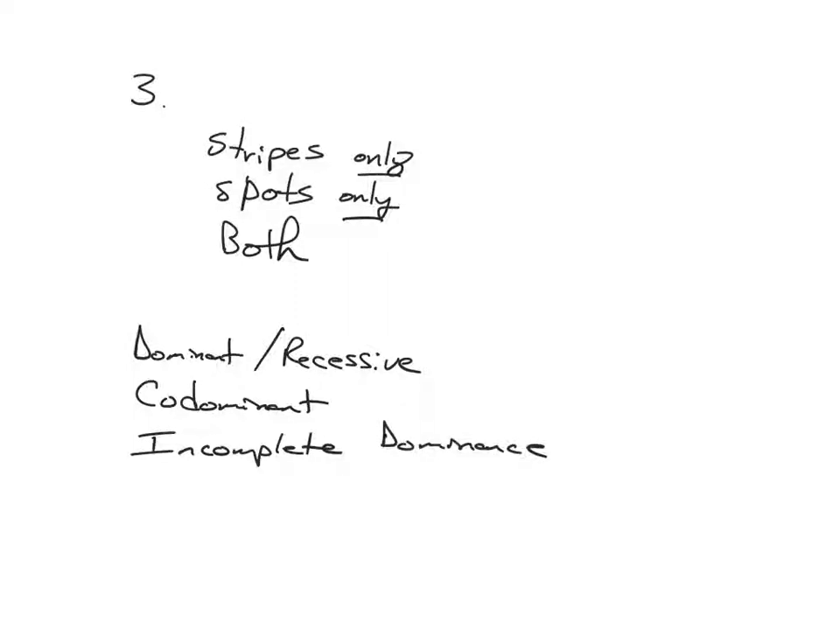Now, if you're dealing with dominant recessive, how many different traits do you have? 2 phenotypes, right? You only have 2 phenotypes because you're dealing with only 1 trait. In the dihybrid crosses we did earlier in the week, there were 2 traits: green and yellow, tall and short, whatever. But this is only 1 trait, stripes or spots. In incomplete dominance, how many phenotypes would you have?